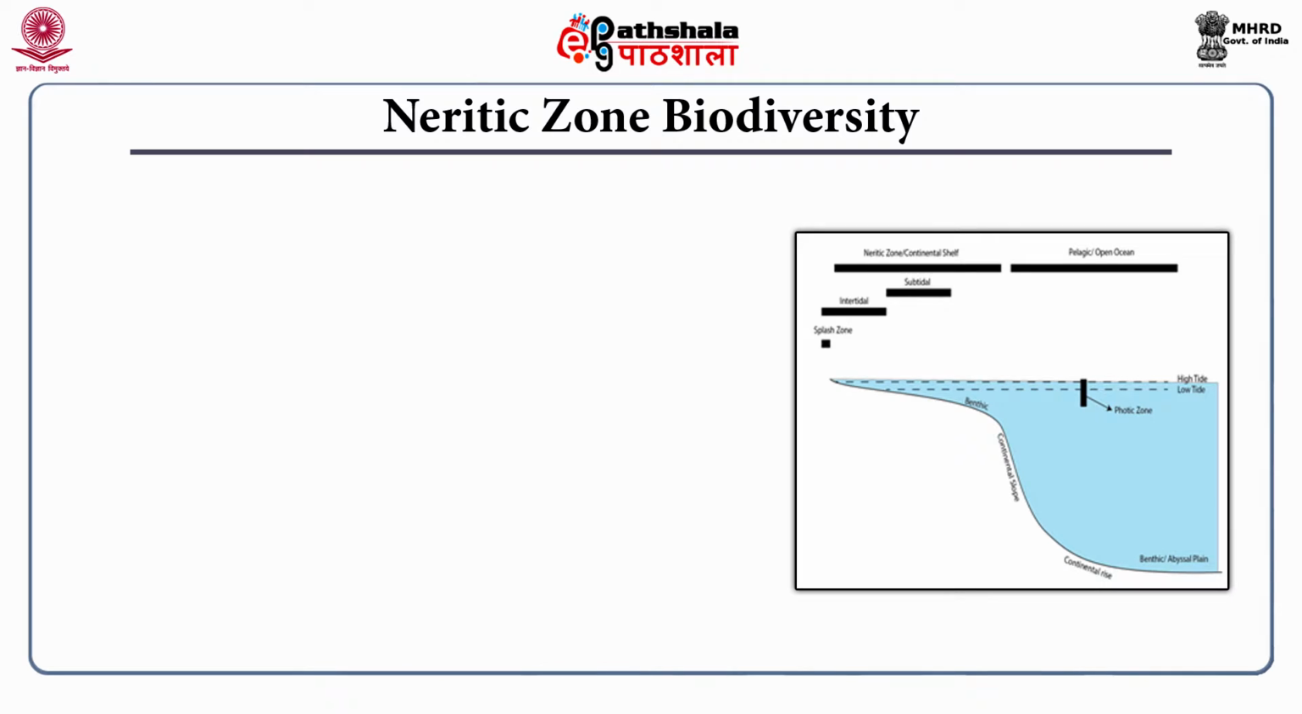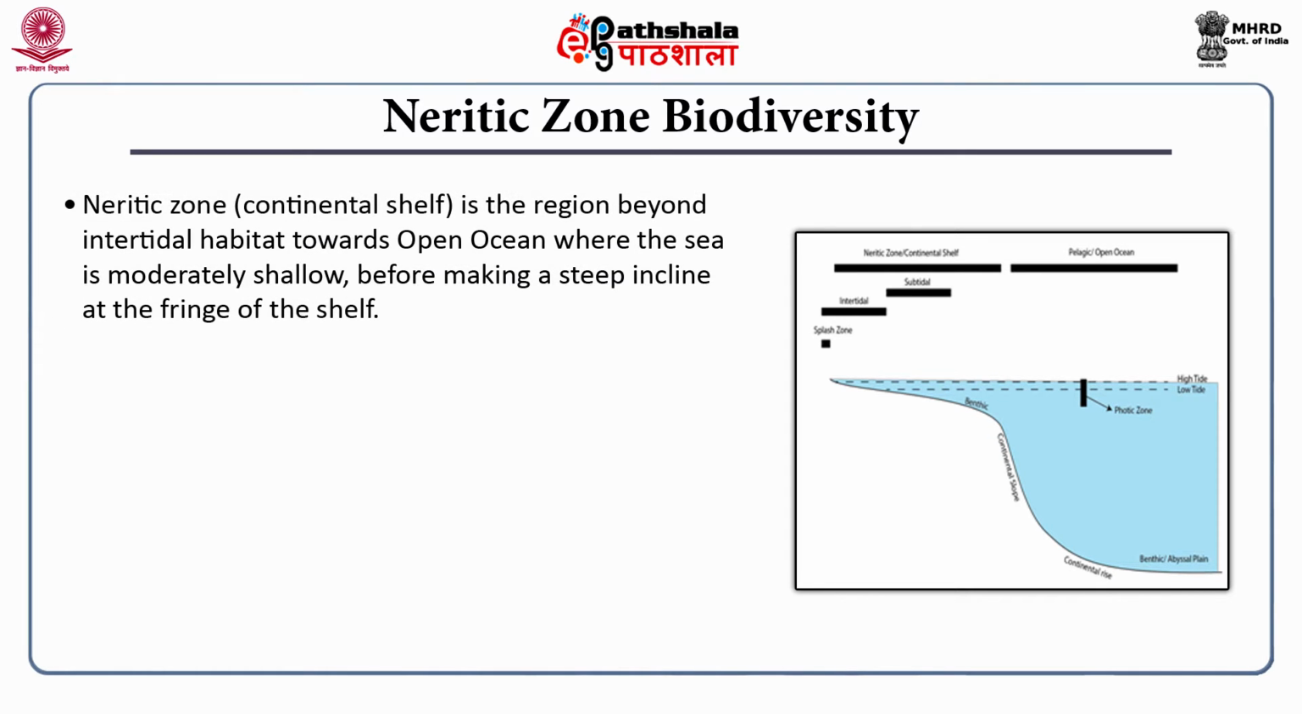Coming to the Neritic zone biodiversity, Neritic zone is the next zone towards the open ocean, but still inside the continental shelf area. So Neritic zone or continental shelf is the region beyond the intertidal habitat towards the open ocean, where the sea is moderately shallow, therefore making a steep incline at the fringe of the shelf. Typical depth is around 200 meters. It is the most exploited for the world's fisheries.